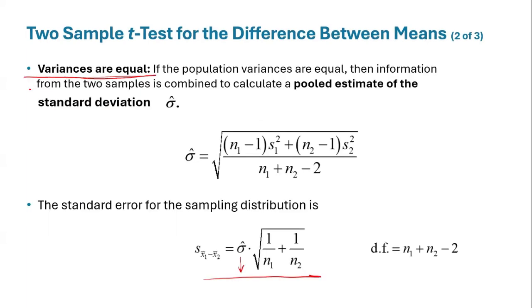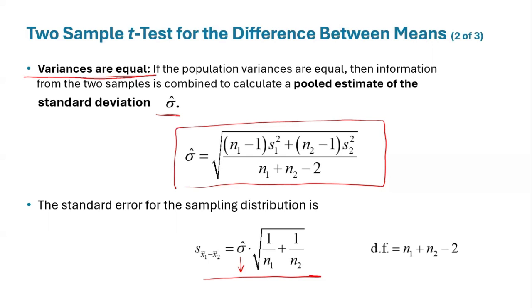If the variances of the populations are equal, we need a pooled estimate of the standard deviation, which is sigma hat, and that comes from this formula. And then after finding this, we multiply that by this square root.